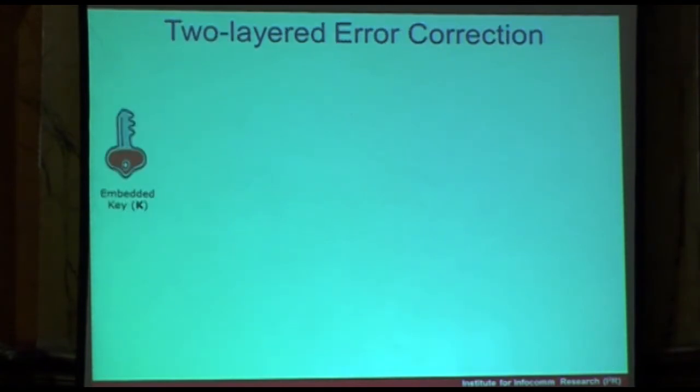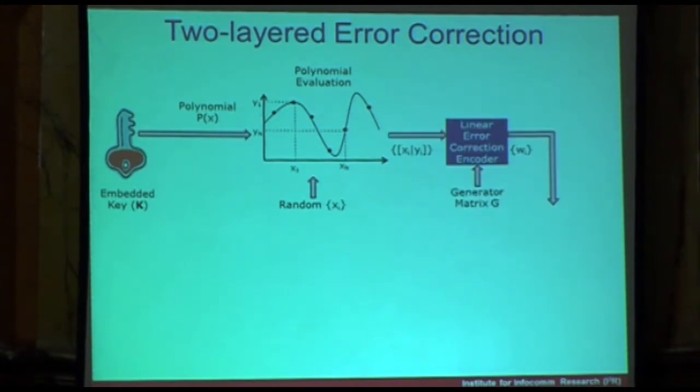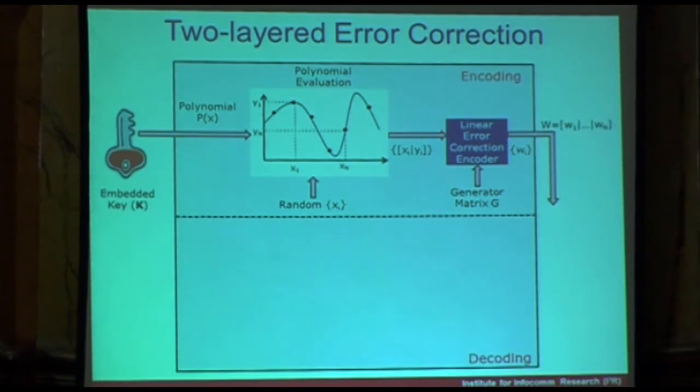Before I proceed to explain how we do the secure authentication and key exchange, I just want to give a brief overview of the error correction scheme we are using. It's basically a two-layered error correction scheme. First layer: you have a polynomial generated from the key, and then you randomly generate some x points and evaluate the polynomial at these points. Basically concatenate these x and y values, pass them through a linear error correction encoder in order to get some code words, which are concatenated to get the code word vector.